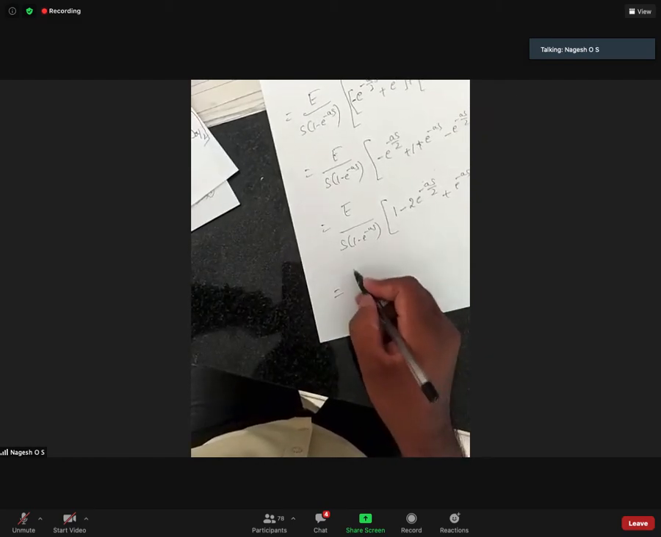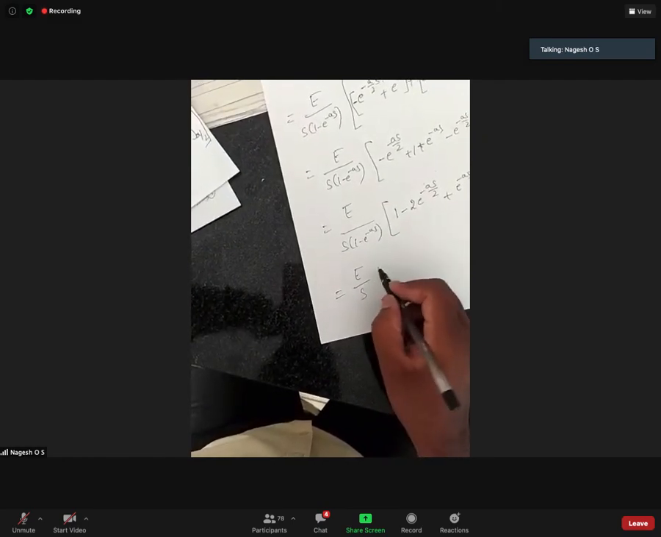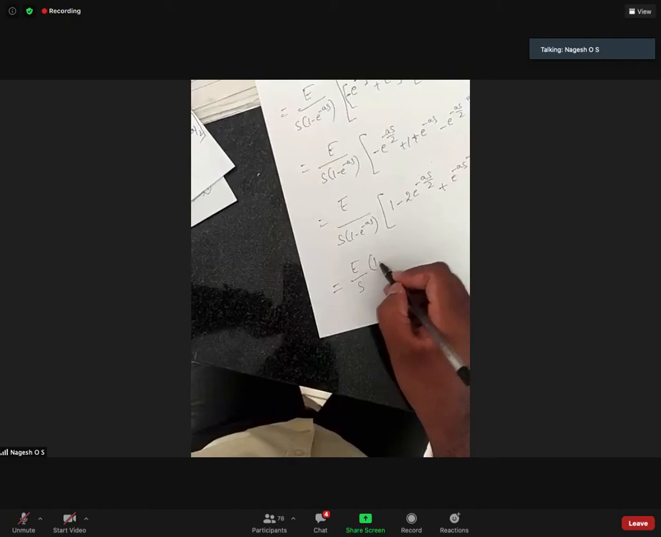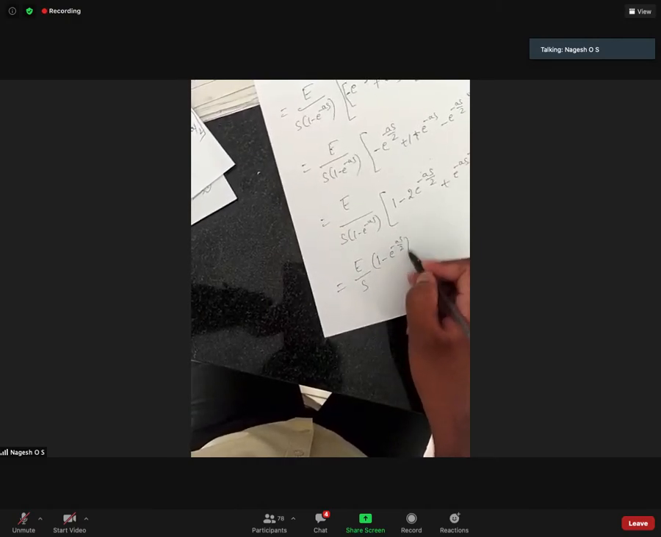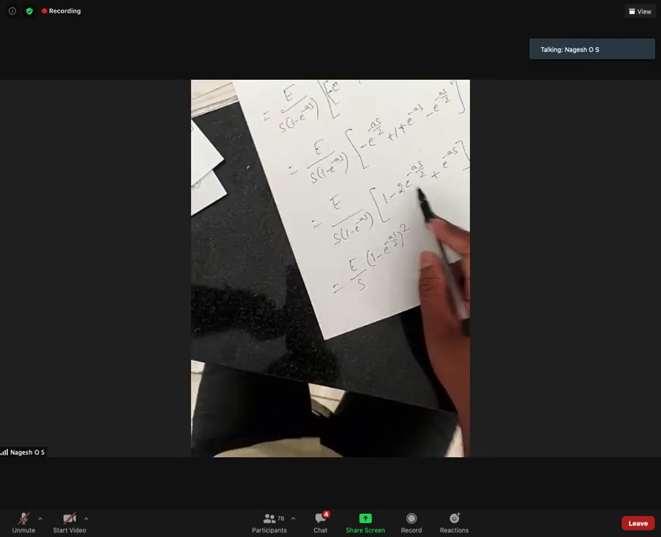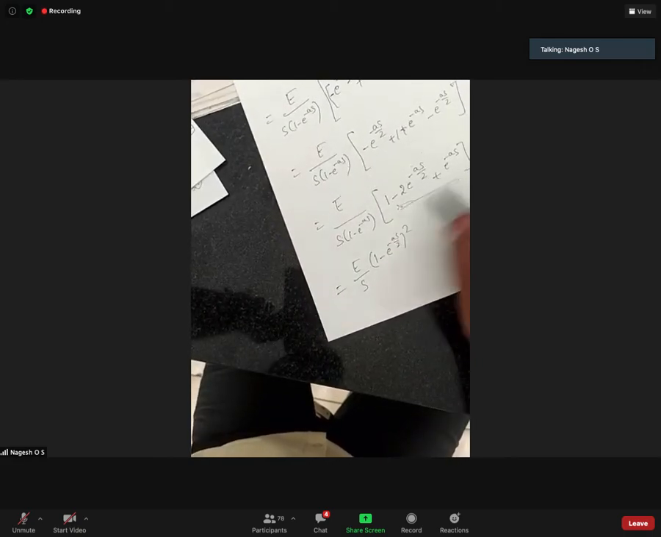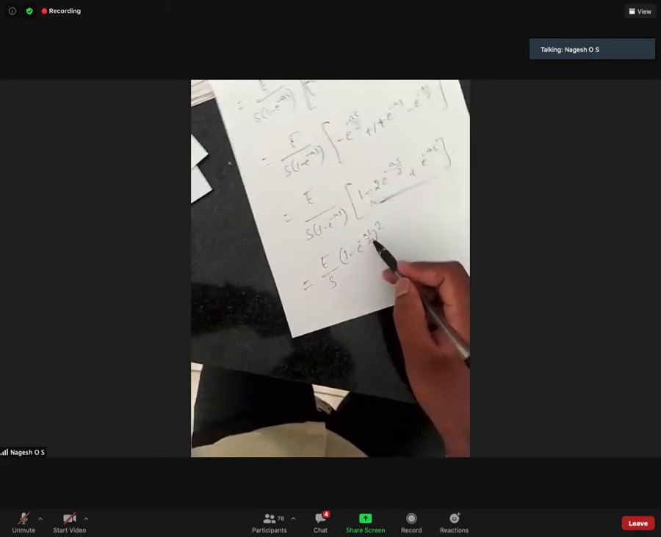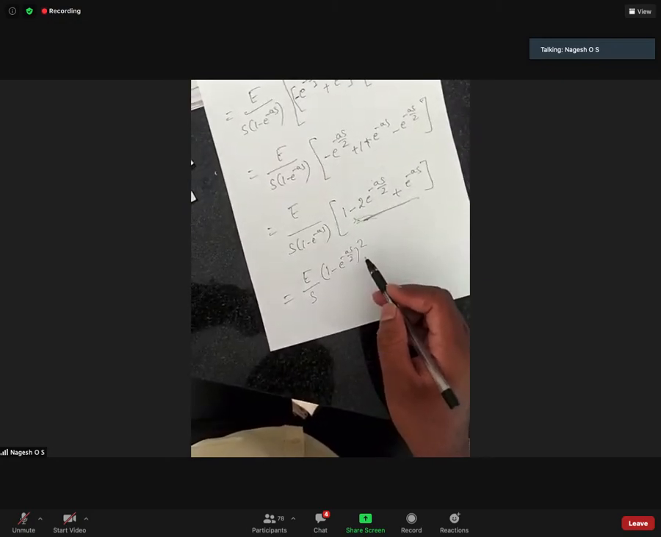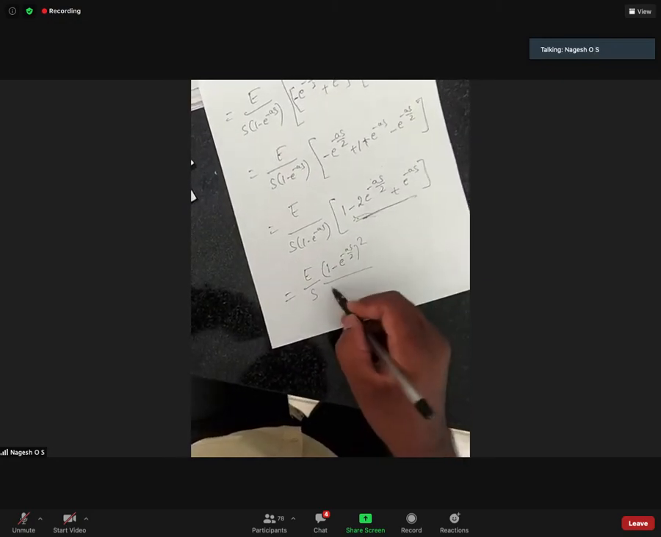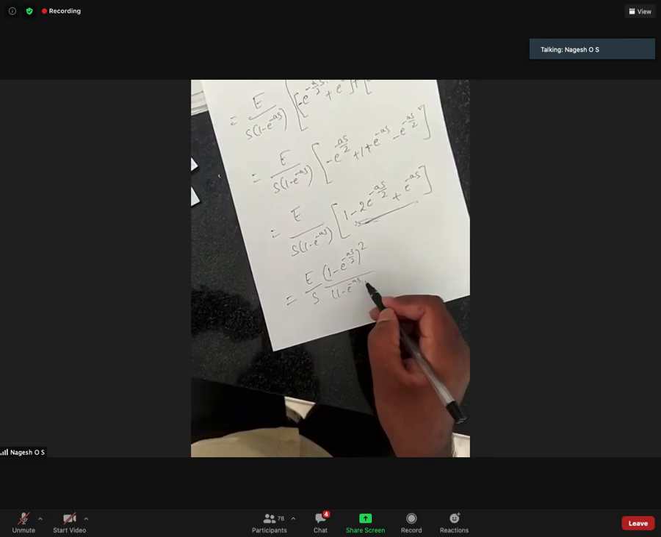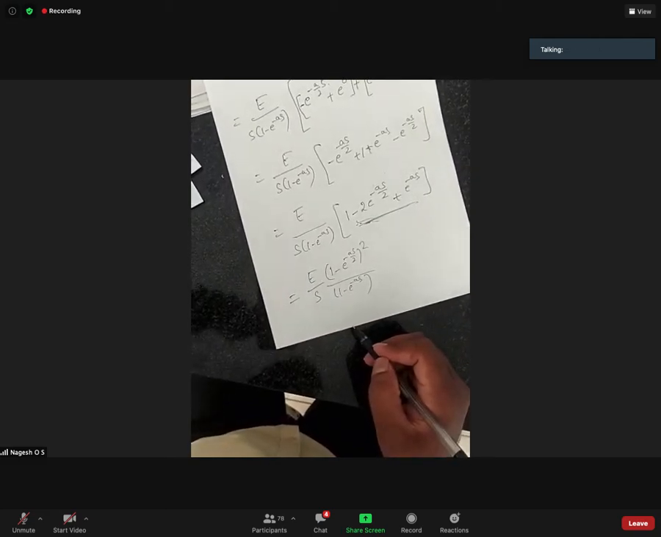So this is equal to e/s. I can write this as (1 minus e power minus s by 2) whole square, divided by (1 minus e power minus s). Correct?